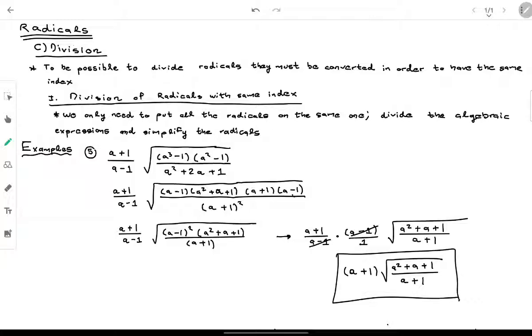Of course, this one is not rationalized. It's something that we haven't seen, but we will see in the next videos how to do the rationalization of the answer. But if not, that will be a possible answer because we haven't seen rationalization. So that will be it for today's topic, which was radical division when we have the same index.